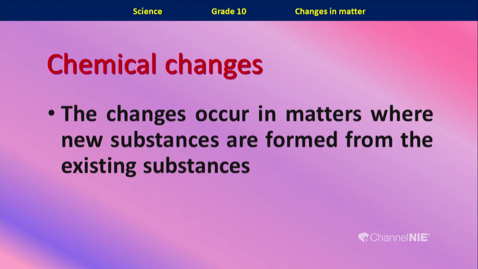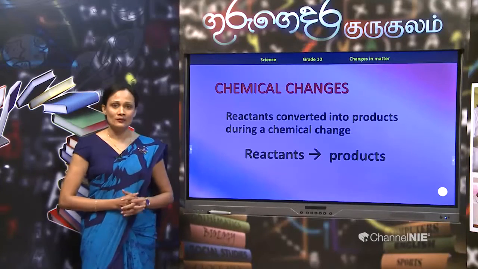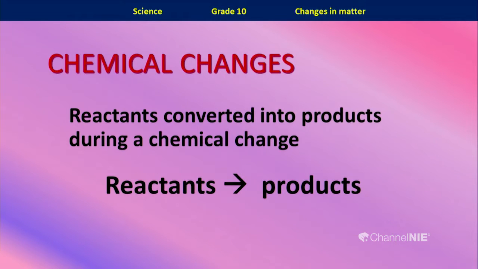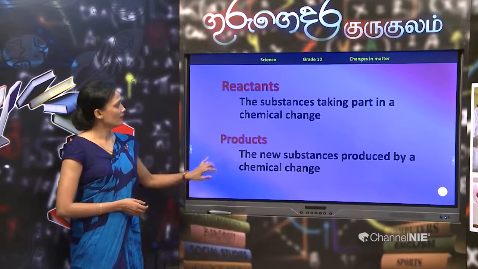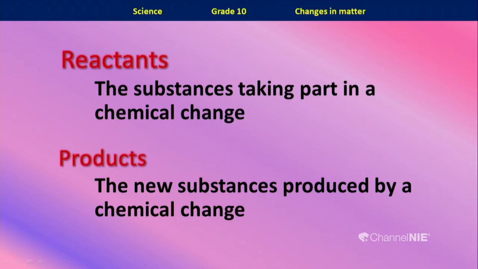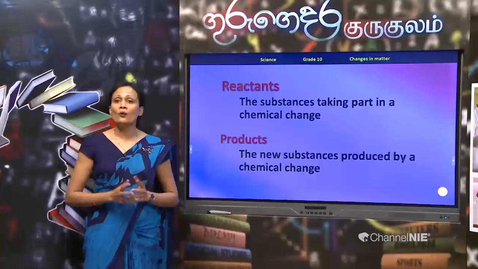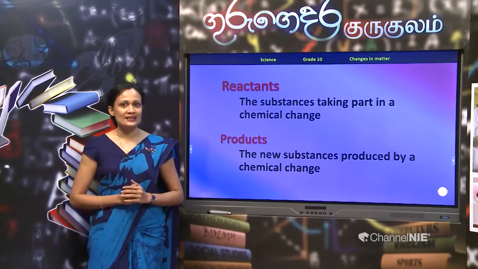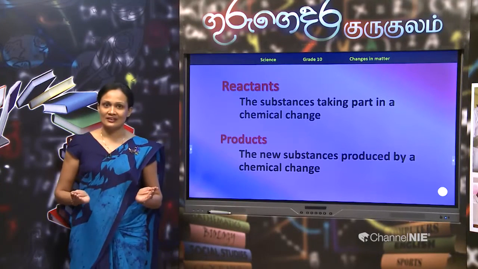Chemical changes. What do chemical changes mean? The changes that occur in matter where new substances are formed from the existing substances. We know during a chemical change, the reactants are converted into products. So we can represent it like this: reactants converted into products. Then what does reactant mean? The substances taking part in a chemical reaction we consider as the reactants. And product means the new substances produced by a chemical change. So all these things we discussed in the last part. Today I am going to do some experiments relevant to chemical changes. Okay children, let's start.